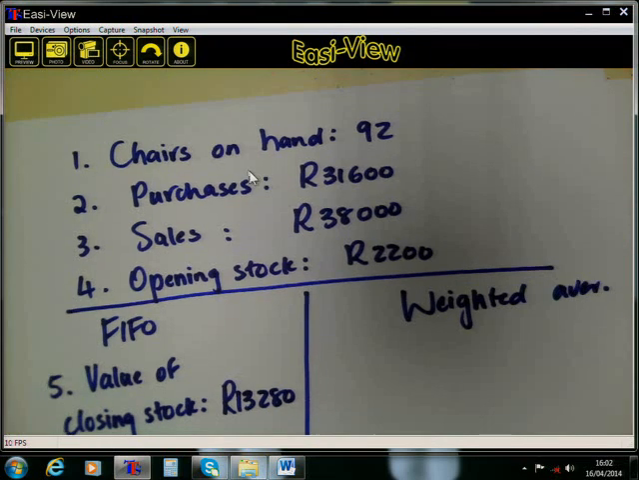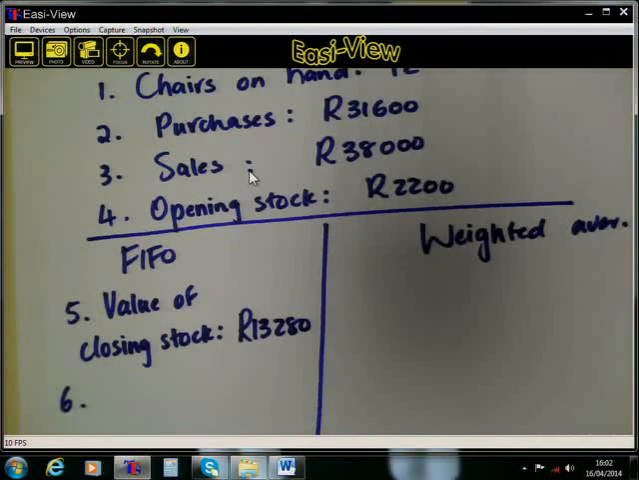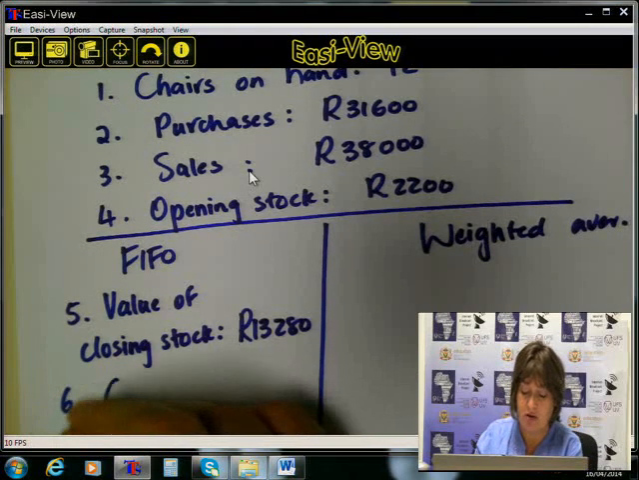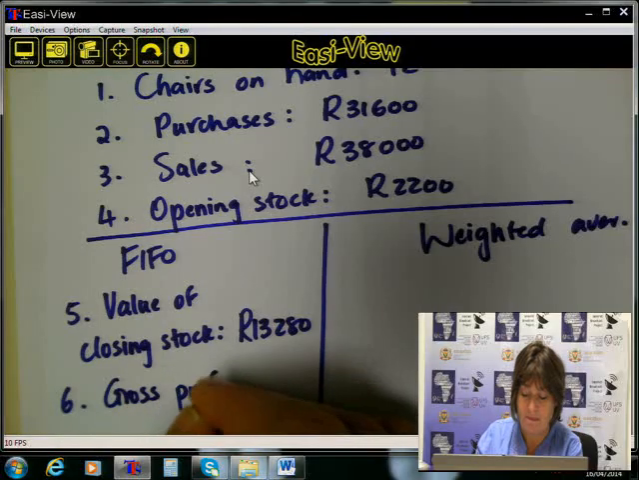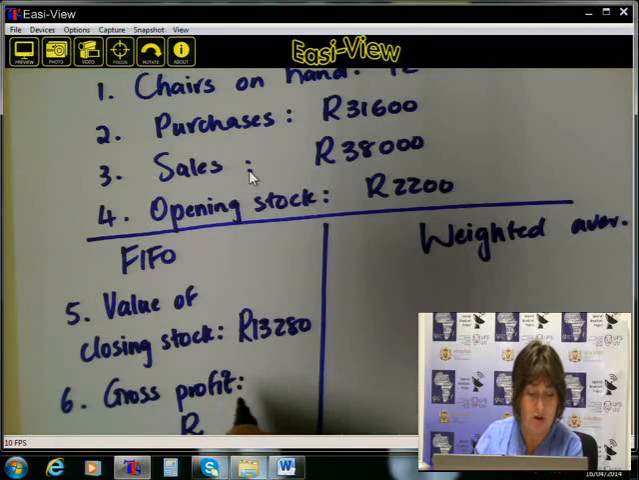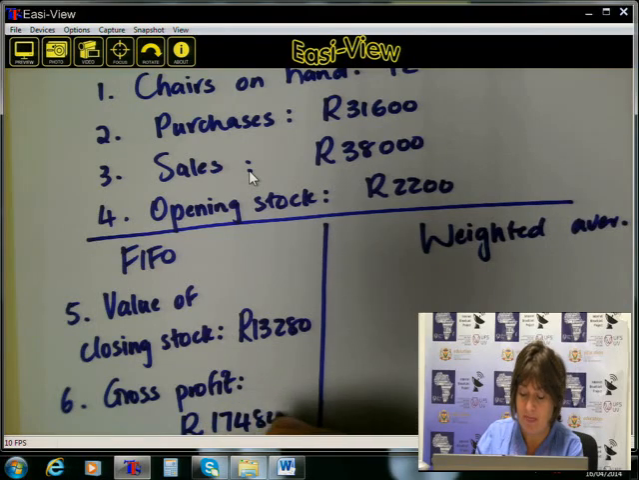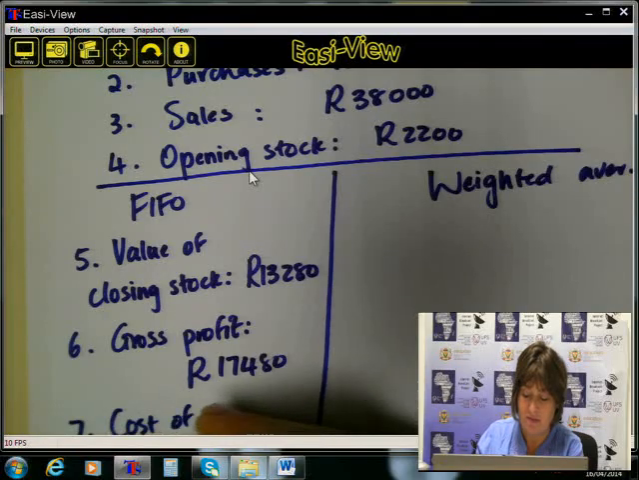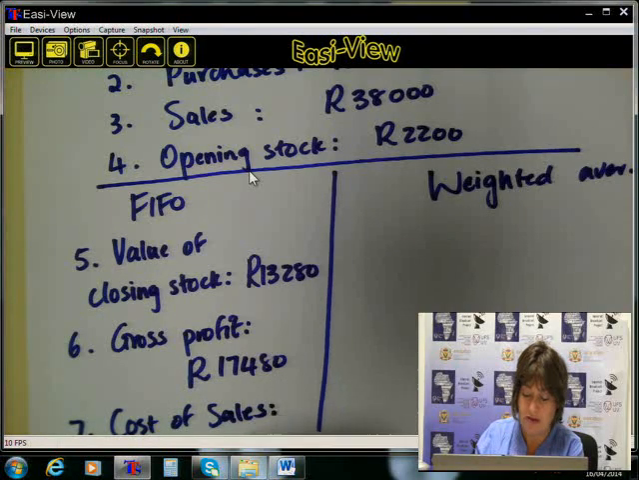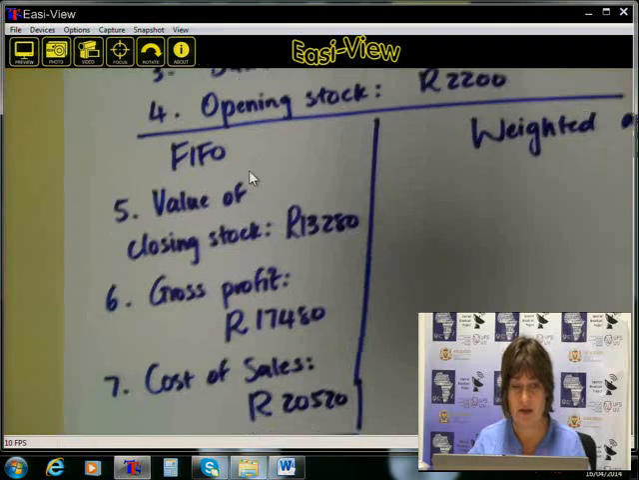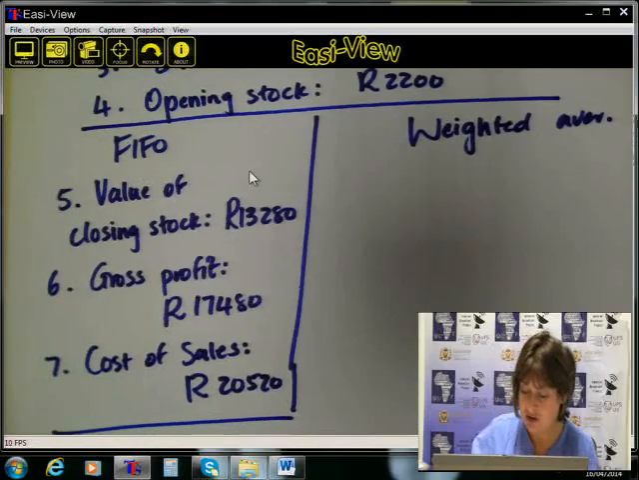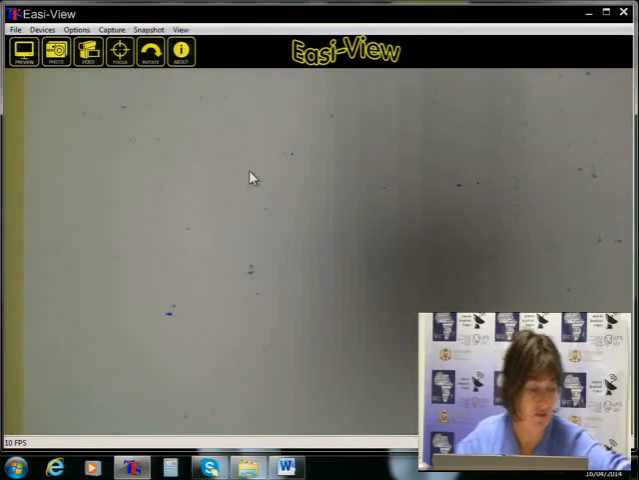After that, we did the trading account, so we calculate the gross profit, which was 17,480. And then number 7, we calculate the cost of sales, which was 20,520. And this is the FIFO method. And now I'm going to show you the weighted average method for the same information.